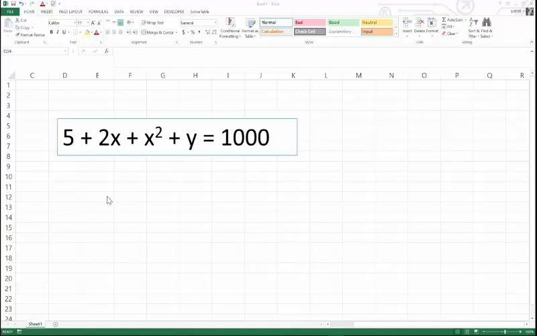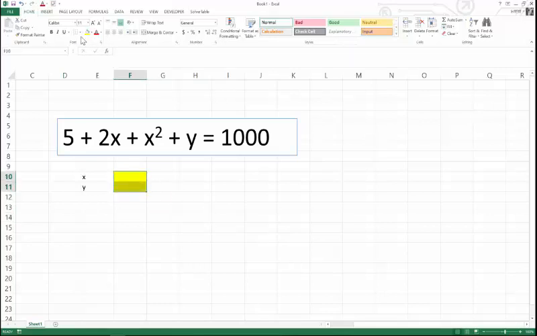That means in Excel, you need to tell the Solver there are two changing cells. One represents the value of x, the other represents the value of y. So for instance, I can put x and y here. I say, okay, this cell, let me shade it in yellow, is for x, and this cell is for y.